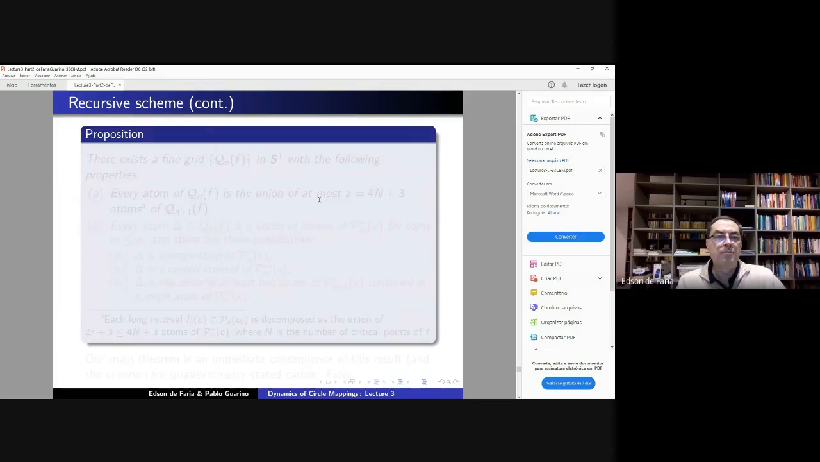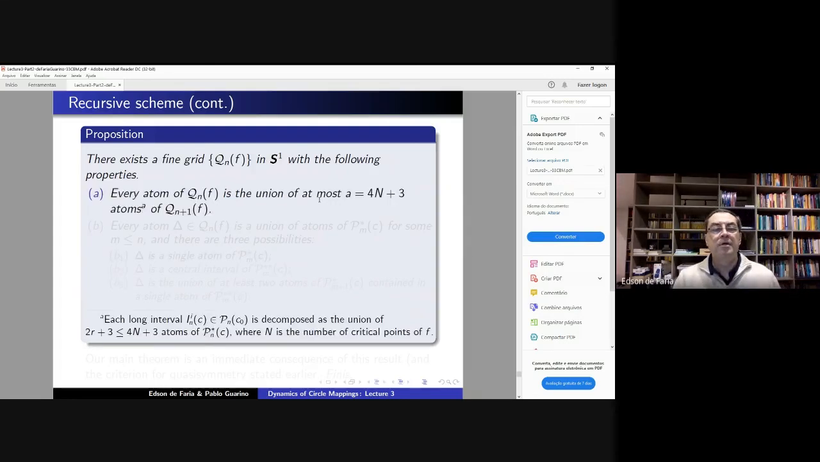So I'll state the theorem that gives you a recursive construction of this fine grid. So this is a proposition. I could call it a theorem because it's really the heart of the matter here. It states that there exists a fine grid associated with the map F with the following properties. Every atom of Qn is the union of boundedly many atoms of Qn plus 1. So when you go from level Qn to Qn plus 1, you really have a bound on the number of atoms in which each atom of Qn is subdivided.